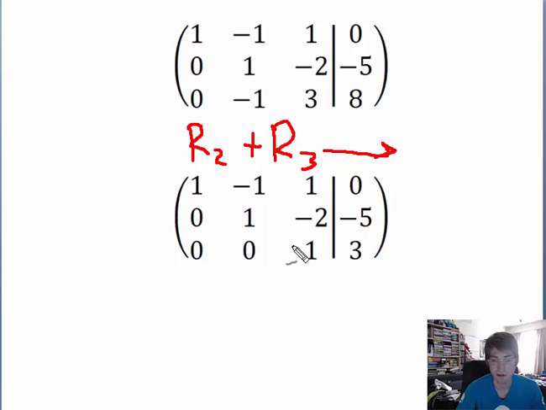Now we have an upper triangular matrix over here, zeros under all the leading ones, and in every row leading ones. So we are now in row echelon form.